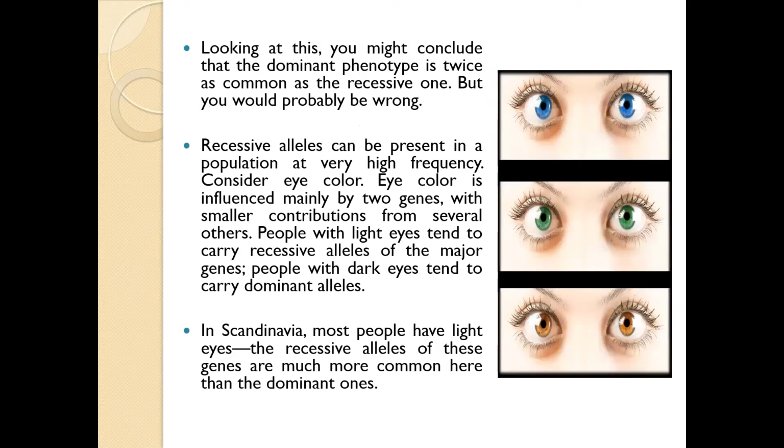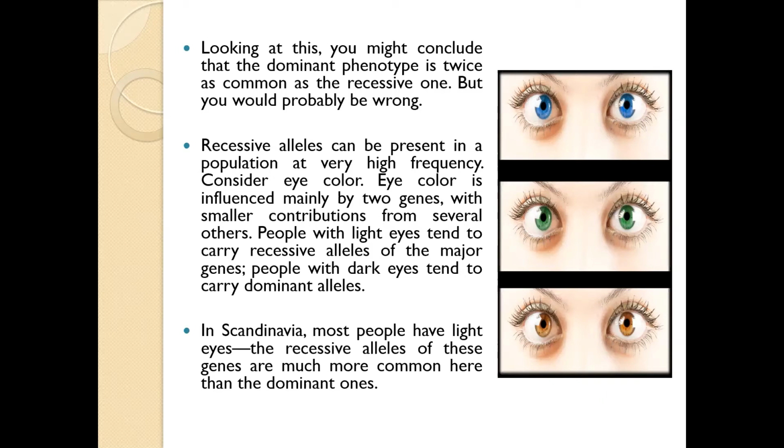Let's look at a single trait, eye color in different populations. Looking at this, you might conclude that the dominant phenotype is twice as common as the recessive one, but you could be wrong. Why? Because recessive alleles can be present in a population at a very high frequency. If a recessive allele is at a very high frequency, the majority of people are homozygous recessive, and in that case the recessive allele will dominate the population.